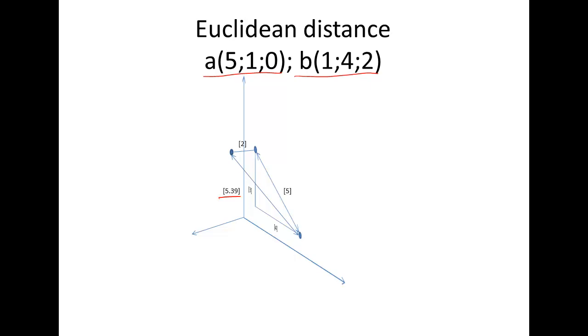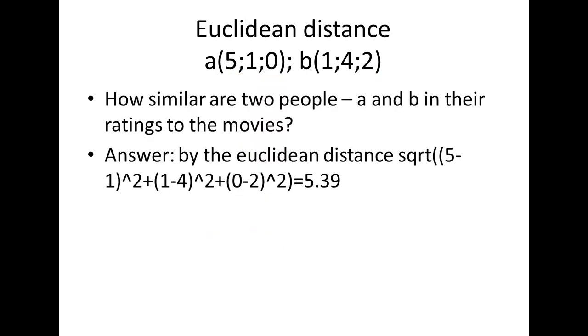It turns out that if we have 4 movies, we do the same thing. We can't draw it anymore, but we can still do the math. We can still do the Pythagorean theorem all over again. Let's go over that one more time. The question was, how similar are those two people? The answer was that we took a square root where we did the x's subtracted squared, the y's subtracted squared, and the z's subtracted squared. So naturally, if we have 10 movies, it's just 10 times the subtraction and squaring, all under the square root. And the answer here was 5.39.